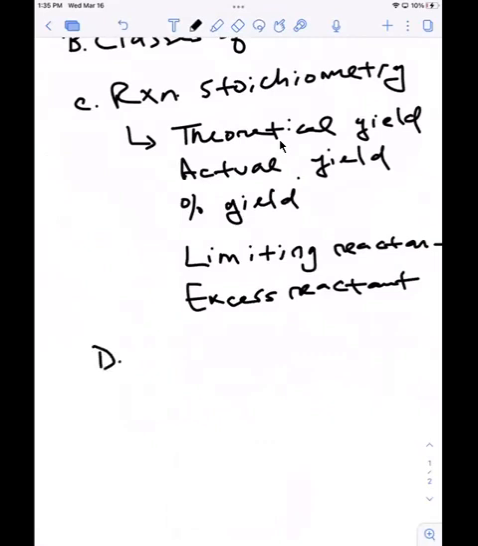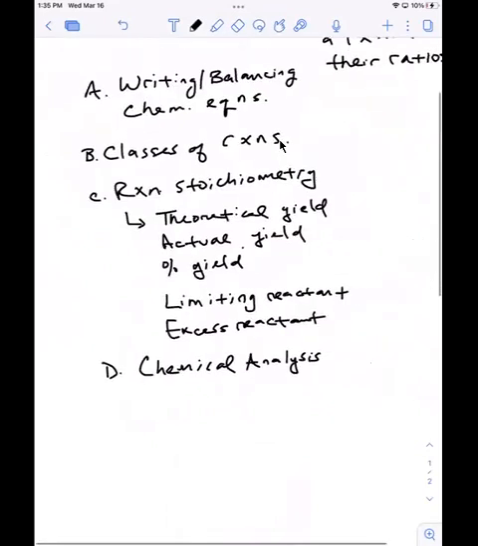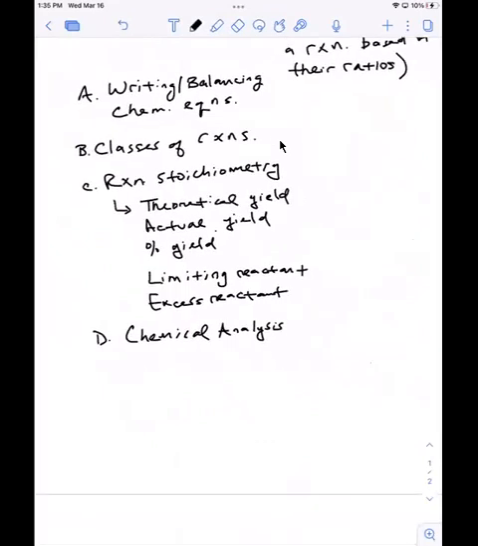And then the last section is dealing with chemical analysis. Right. So all this is tied up. It's long. There are a lot of concepts in this chapter, but some of them can be rolled together. Like all the stoichiometry stuff we could talk about while we're writing and balancing equations. And you'll see that with this first example.